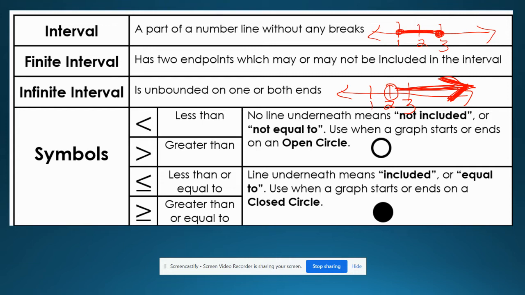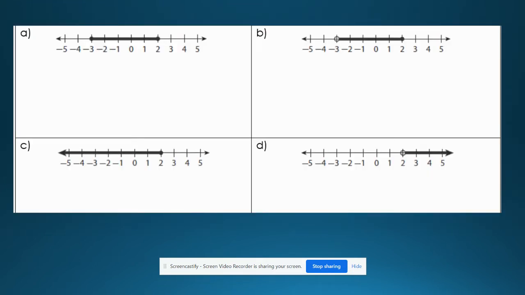A reminder of our symbols, we have less than or greater than. That means that whatever value is there is not included in our answer, and it's an open circle when we graph it. And then we have the equal to's. If it's equal to, then whatever value is there is included in our answer, and our graph has a closed circle. So let's try a couple. This is just writing what the inequality would look like based on the graph.